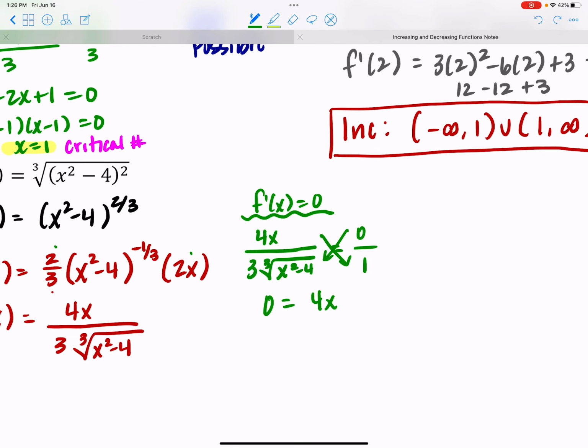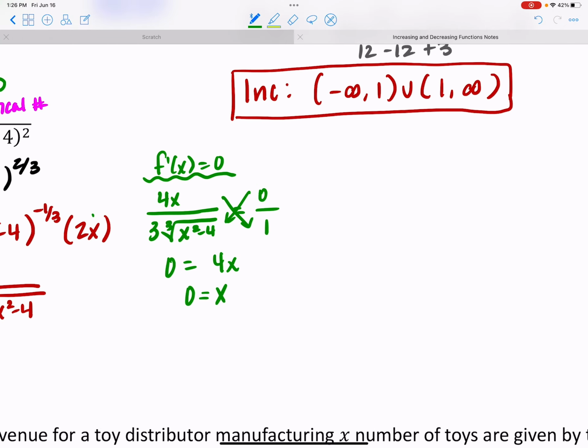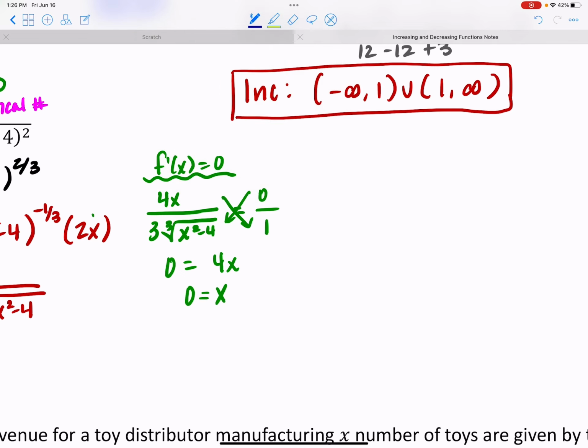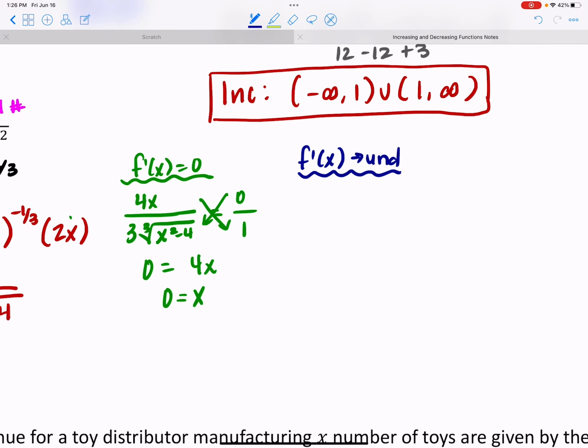So in this case, though, we have a variable. 4x can be equal to 0. If I divide the 4 over, I find 0 is a critical number. Now in this one, not only do we have a critical number where our derivative is equal to 0, but we can also find where our derivative is undefined. Because we have a fraction, we have a restriction. So we're going to get more than one critical number here.